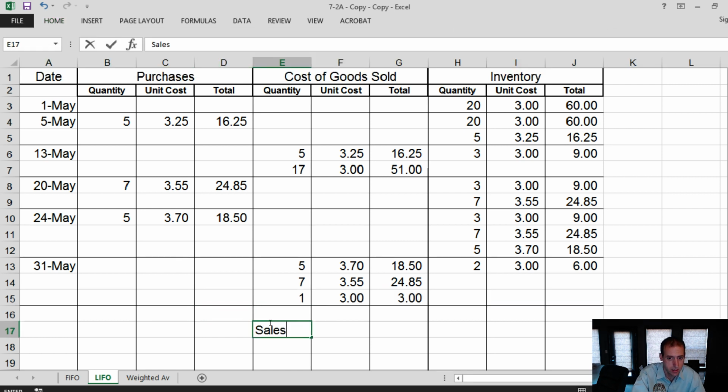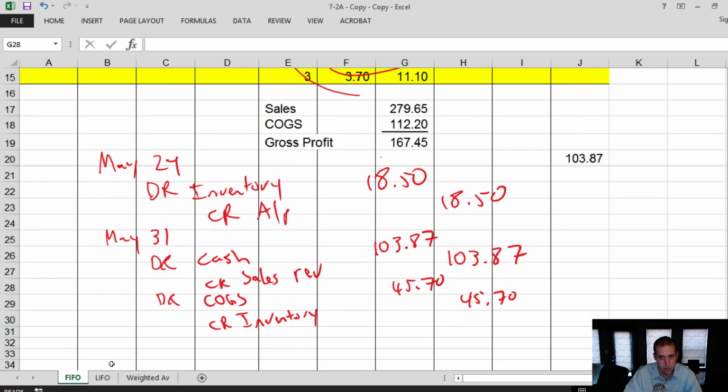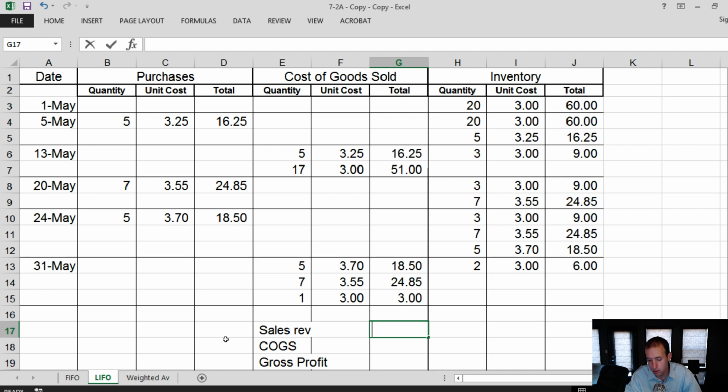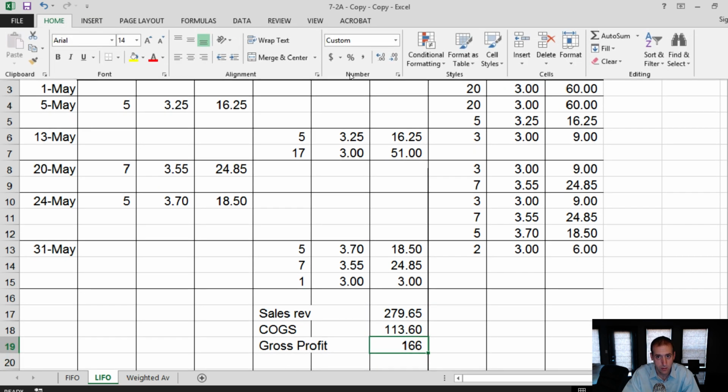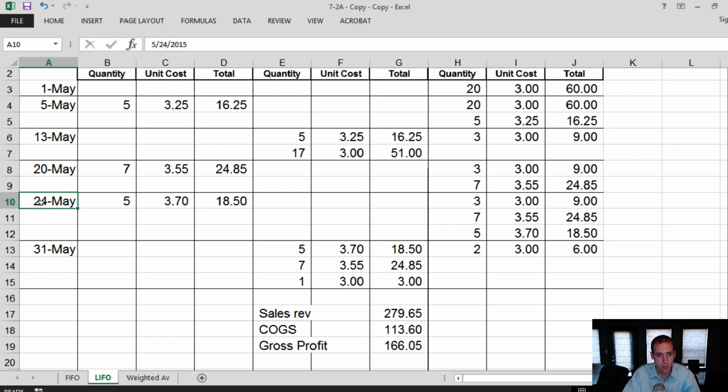So our sales revenue minus our cost of goods sold equals our gross profit. For our company, the sales revenue doesn't change from one method to the next, just the number of units we sold times the price, so 279.65. Our cost of goods sold, sum them up here, 113.60. Sales minus COGS is gross profit, and our gross profit is 166.05.